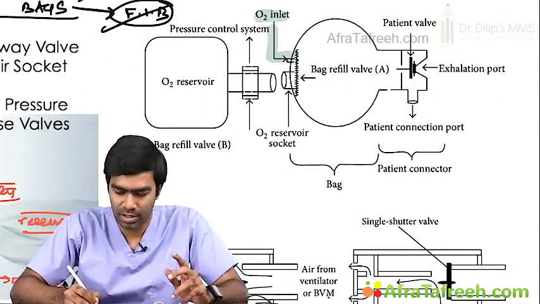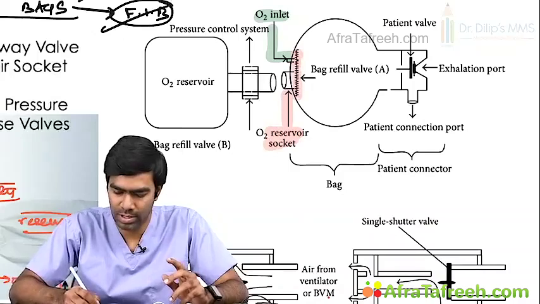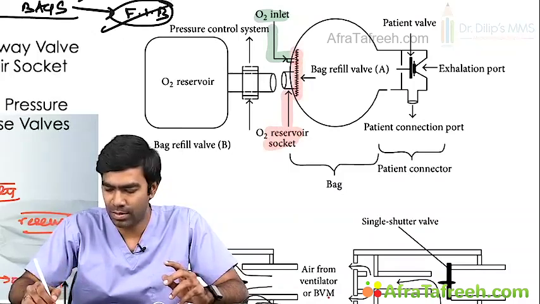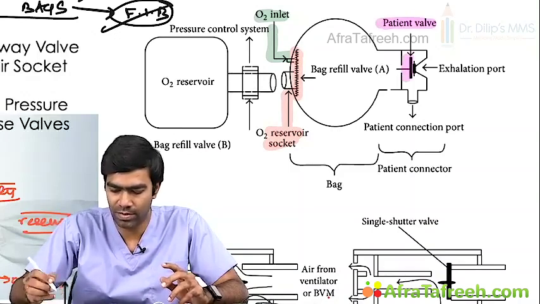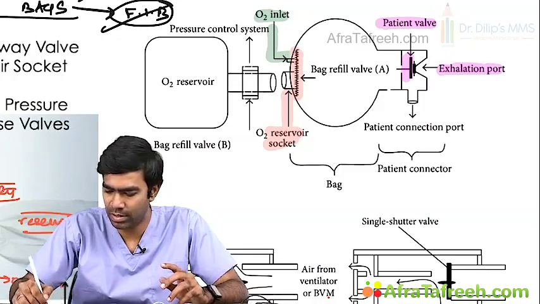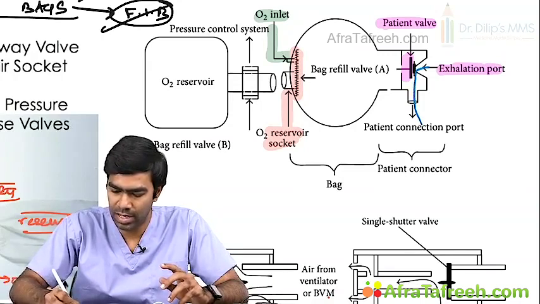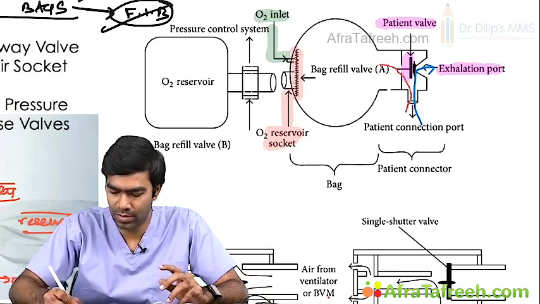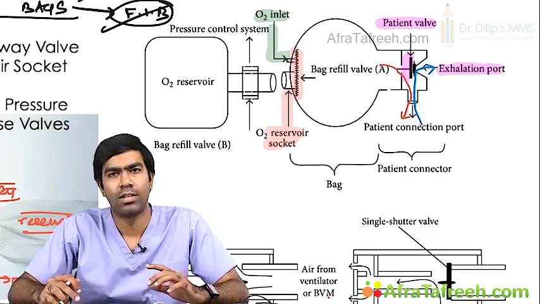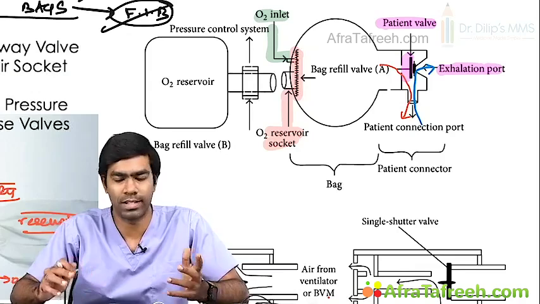This is the oxygen inlet and this is the reservoir socket and this is the inlet valve. And similarly you have the outlet valve. This is the patient valve, otherwise referred as outlet valve, and you have exhalation ports where whenever the patient exhales, the gases will flow like this. Whenever you compress the Ambu, the gases will flow like this. So that's the idea. So it will prevent the rebreathing of carbon dioxide, exhaled gases.